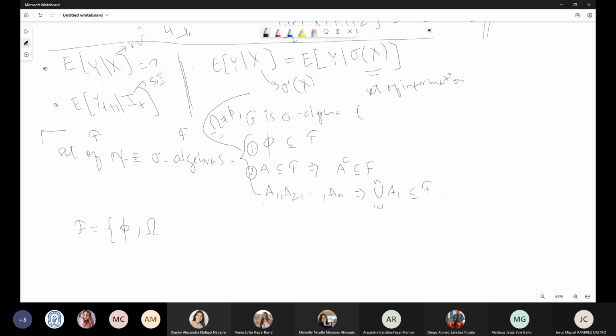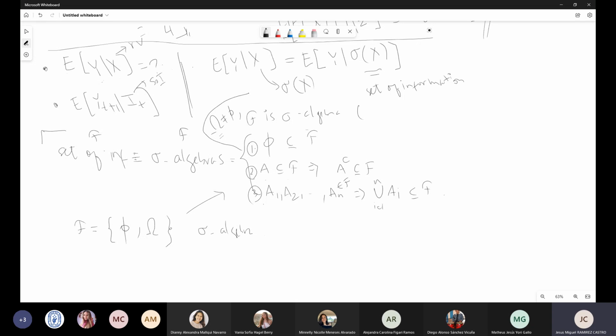Ya, luego la tercera propiedad dice: si existiera una secuencia de elementos en F, la unión también está ahí. ¿Qué secuencia podrías formar hasta ahora? Secuencia de vacíos, y de omegas. La unión de eso, ¿qué es? O es vacío o es omega. Y eso también ya está. Entonces, ahí quedó. Ese es un sigma álgebra, porque cumple las tres propiedades.